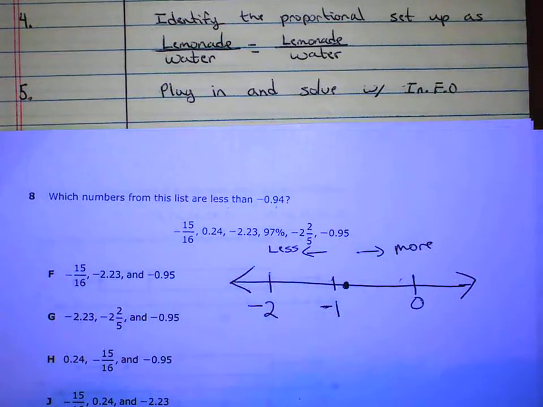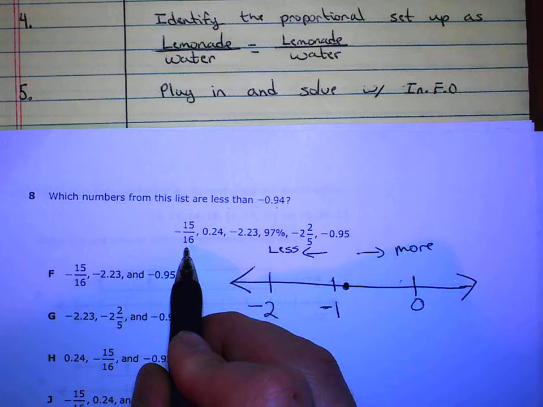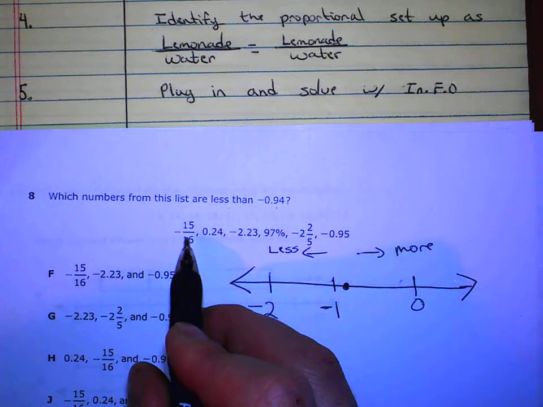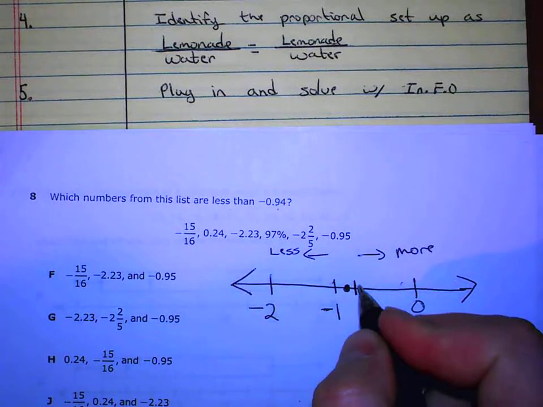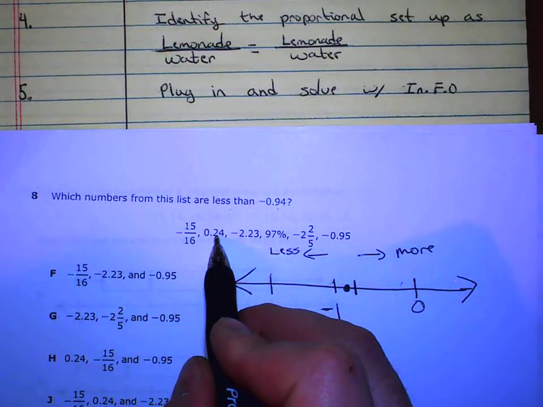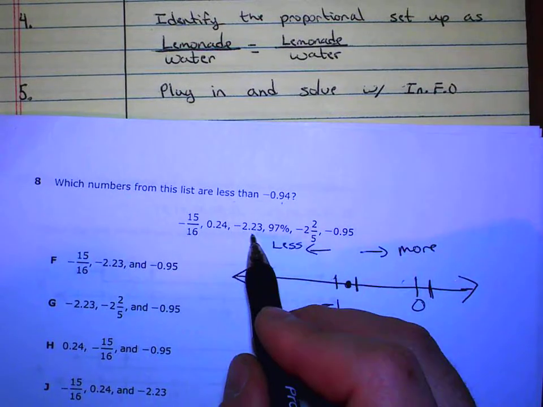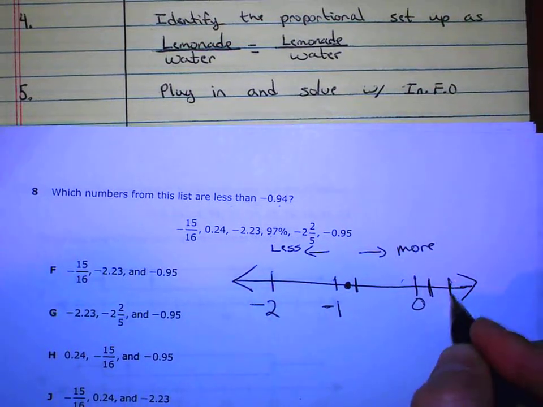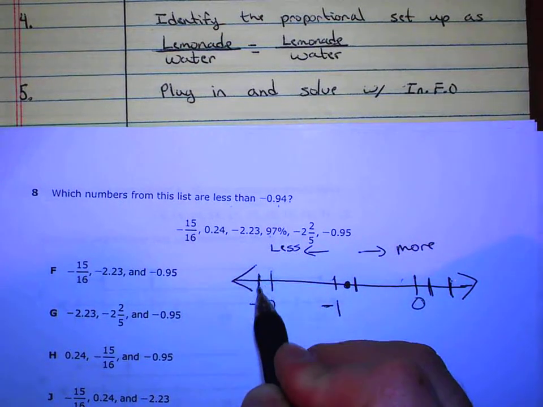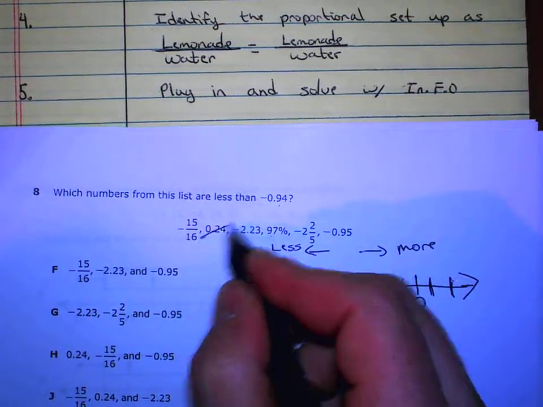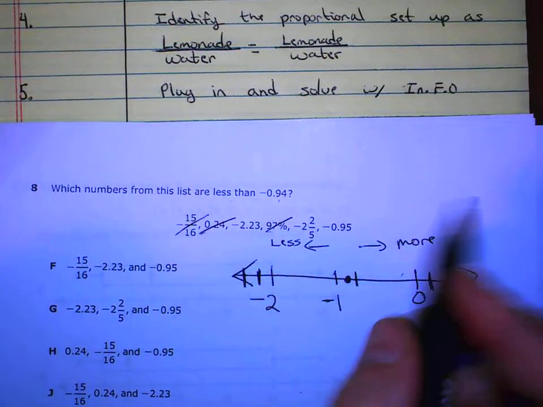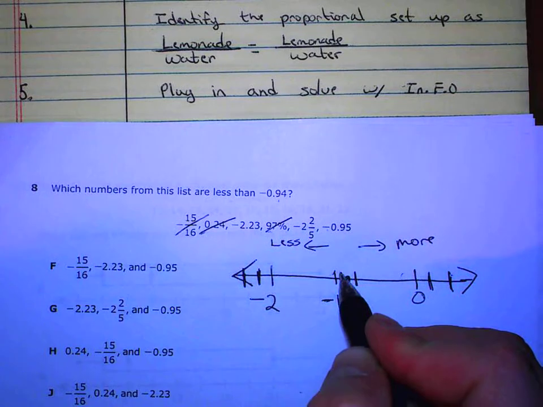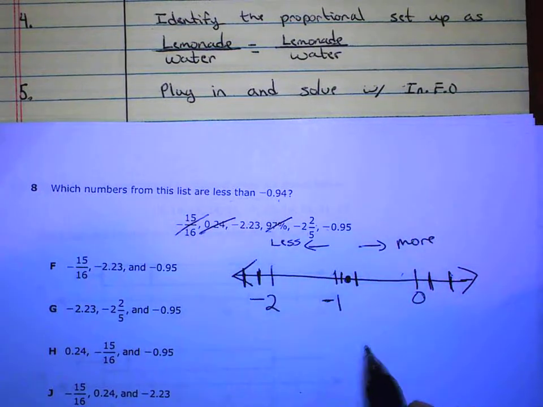So, negative 15 over 16. Okay, if I'm looking at negative 15 over 16, that's actually going to fall right here. So that's actually more. Positive 0.24, that's on this side of the line. Positive 97%, that's on this side of the line. Negative 2.3, it's over here somewhere. Okay? Mark this out, these are mores. Negative 2.5, that's over here somewhere. Negative 9.5, that's just barely on this side. So what numbers do I have left? Well, come over to my answer choices. Which ones are less?